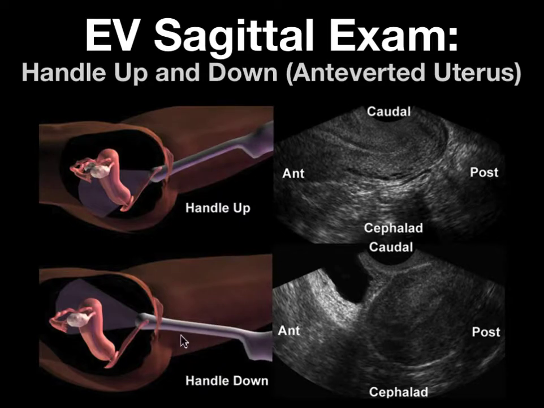If you want to visualize the uterine fundus better in a patient with an anteverted uterus on the sagittal exam, you drop the handle down, and that will give you this view. Here's caudal, cephalad, anterior, posterior. You're seeing some urinary bladder here, but here you've got a nice view of the uterine fundus. Here's the myometrium, and here is the endometrium.